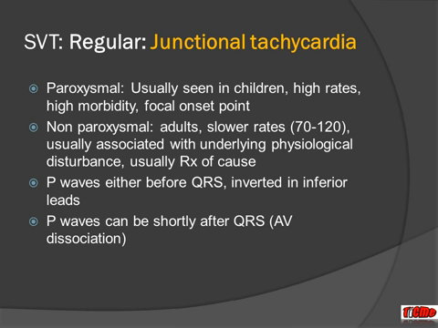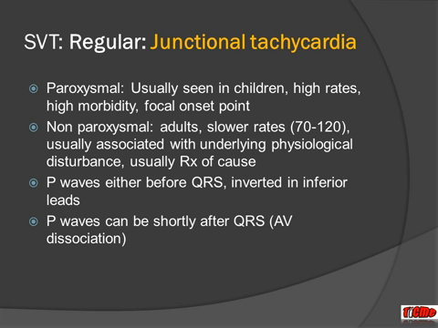Non-paroxysmal junctional tachycardia usually is found in adults, and it's usually slower, between 70 to 120 beats per minute. Normally junctional tachycardia is associated with some sort of other underlying physiological disturbance. So usually the treatment is to ignore the junctional rhythm and to treat the cause.